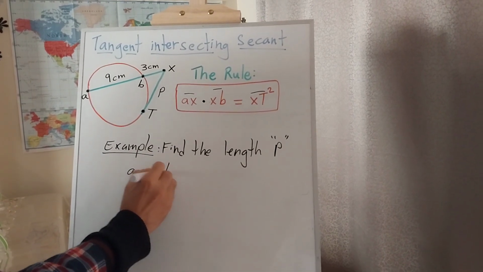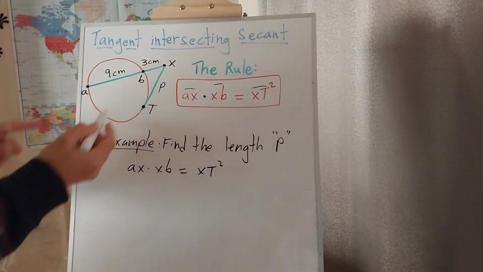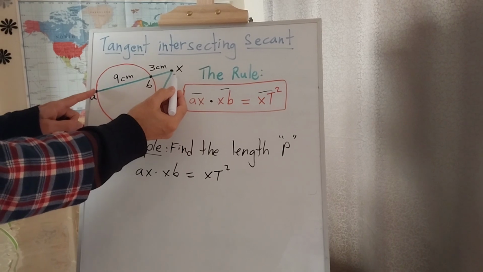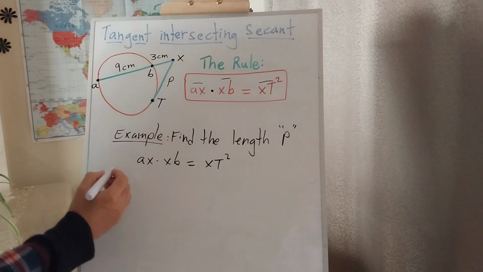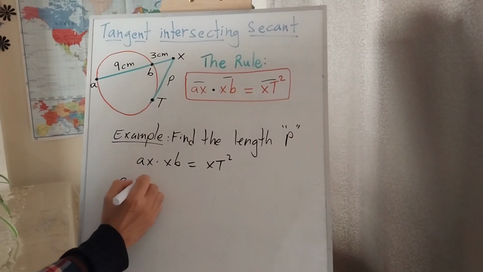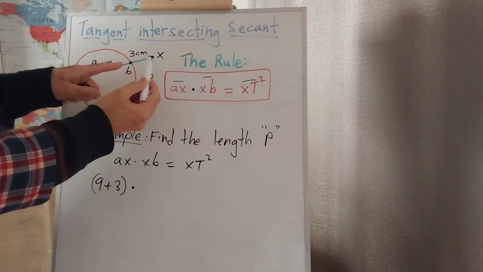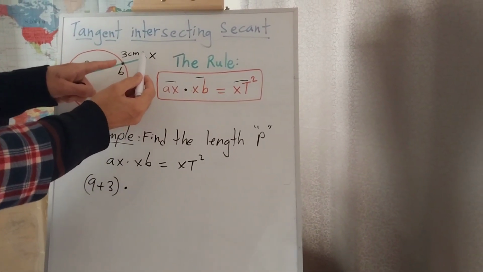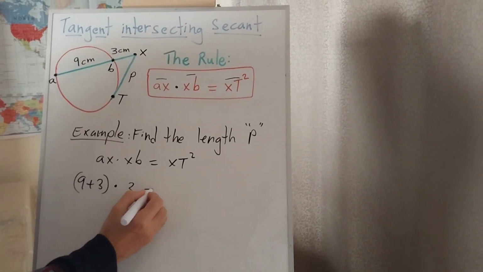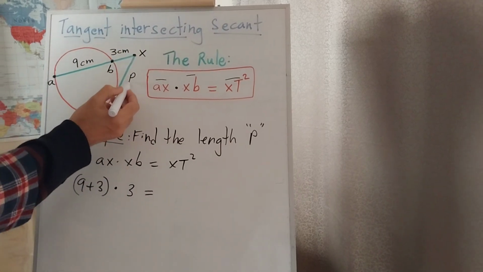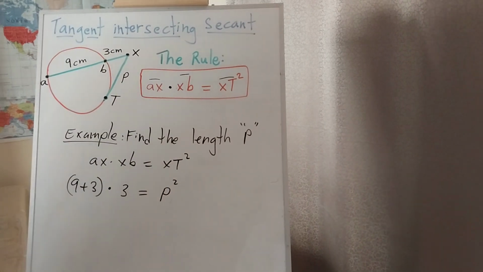AX times XB is equal to XT squared. Now how long is AX? AX is the length 9 plus the length 3. Okay, so AX is going to be equal to 9 plus 3, and that multiplication sign comes here. XB, the length of the secant that is outside the circle, XB is 3, is going to be equal to XT squared. So that is denoted by P.